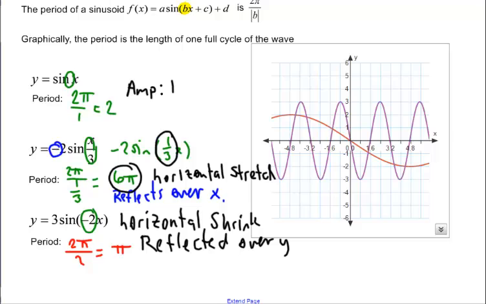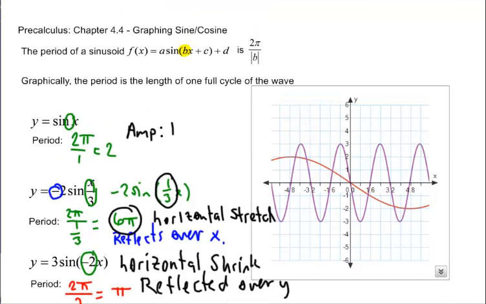So this is what the period does when you're working with sine and cosine. And the period for these guys on a normal function is 2 pi. Okay, so we need to keep that in mind. And that's why we divide by the number in front of x to get the period for a particular function. Okay?